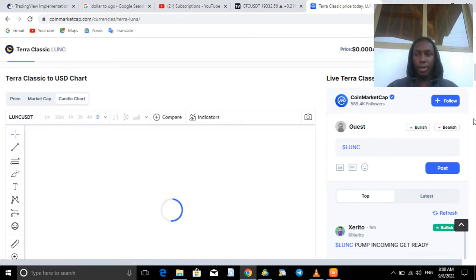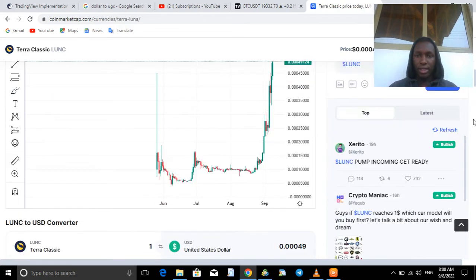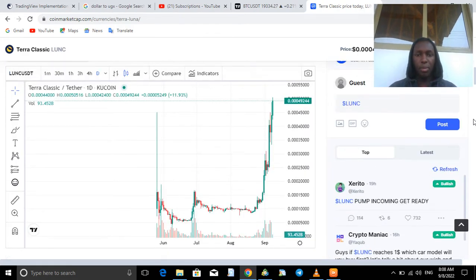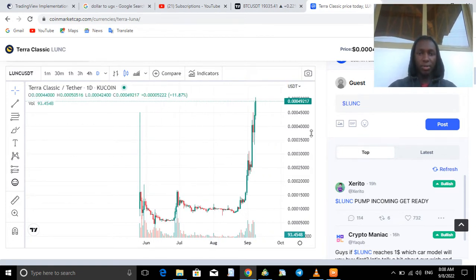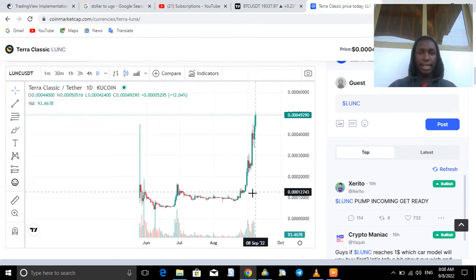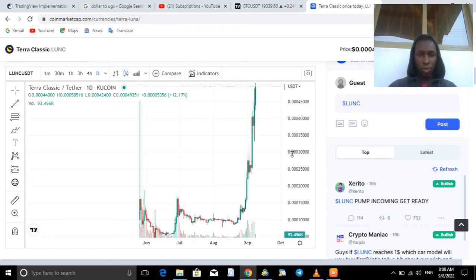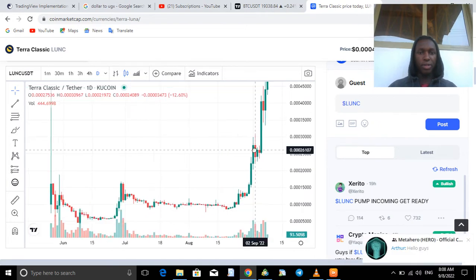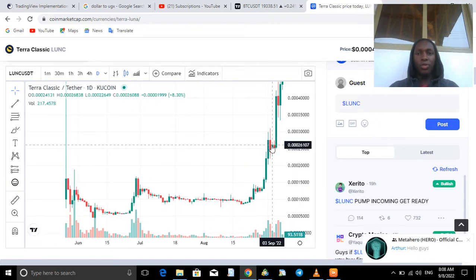Now why are people focusing on this currency? Remember, people know the ability of this currency according to its ecosystem, that it has the ability to push the price all the way, and in a little time you find Terra Classic has removed over like 3 zeros, so that can be a lot of money.